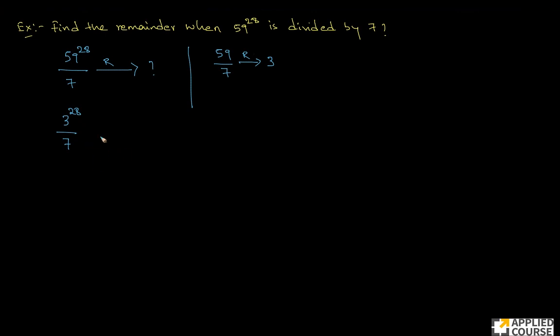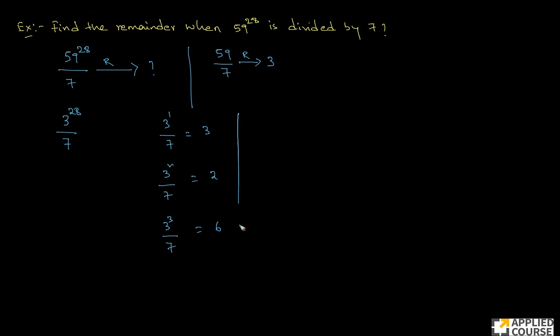Now 3 power 28 by 7. How do we need to do it? First, 3 power 1 by 7. What is the remainder for this? 3. So 3 square by 7: 9 by 7, so 2. 3 cube by 7? You need not always do 27 by 7, no need to divide. 3 square by 7 is 2, so 3 cube by 7 is 2 × 3, remainder 6. You can write 6 by 7. So the remainder is 6.